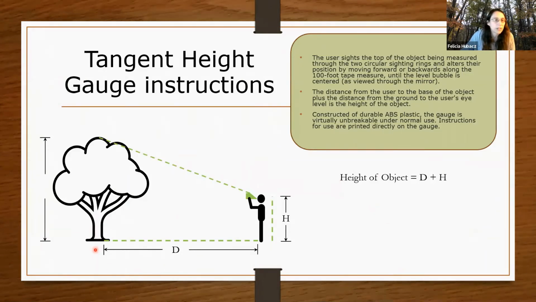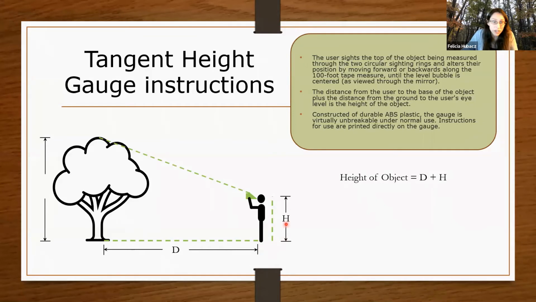Some people will put a 100-foot tape measure out, just lay it right out, and you can start somewhere in there and look through those rings at the top of a tree. You want to move forward and backwards until you can see the top of the tree through those two rings, and that little level bubble is right in the center. Once you hit that, you're going to put a little mark on the ground, and measure the distance or look at the tape to see what distance you're at.